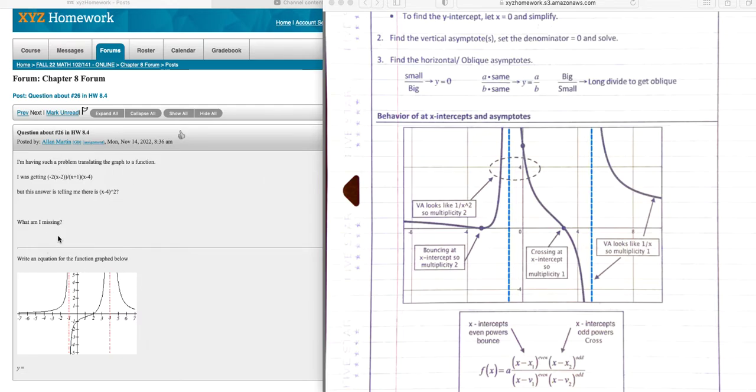Hey Alan, so why is it a square? Okay, here is the reason.